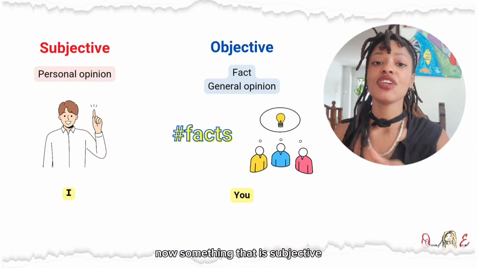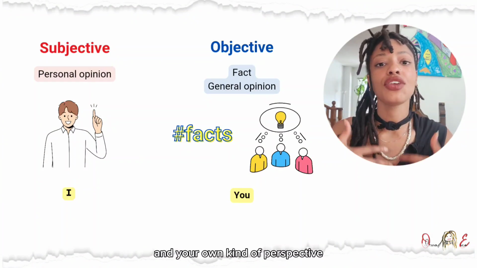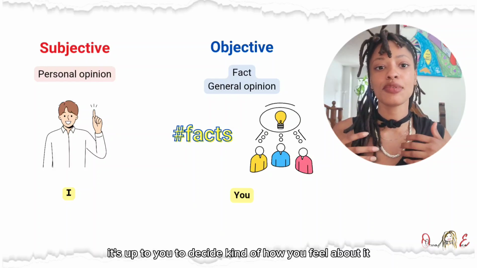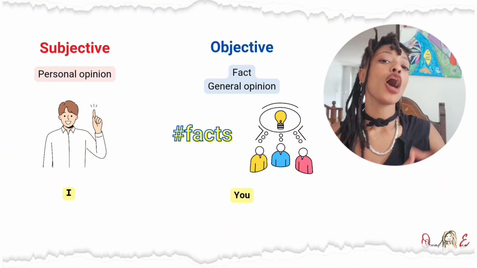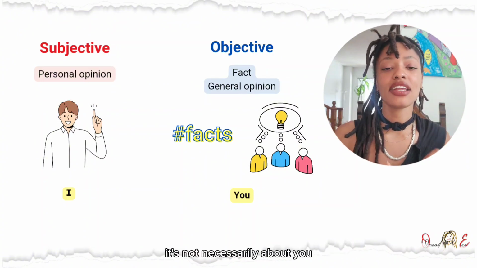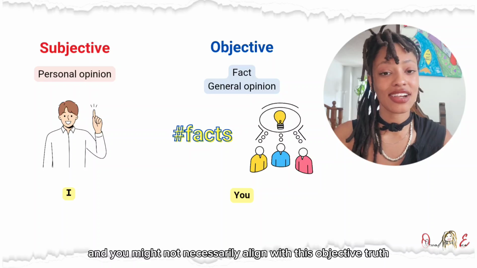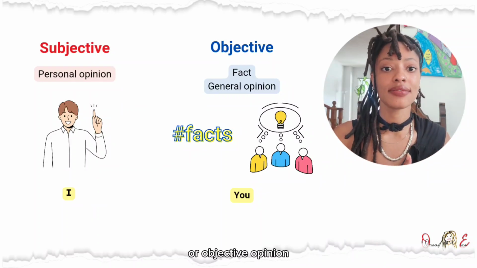Now, something that is subjective is able to be perceived through your own opinion and your own kind of perspective. It's up to you to decide kind of how you feel about it, and that's okay. Objective is more of general opinions and facts. It's not necessarily about you, and you might not necessarily align with this objective truth or objective opinion.